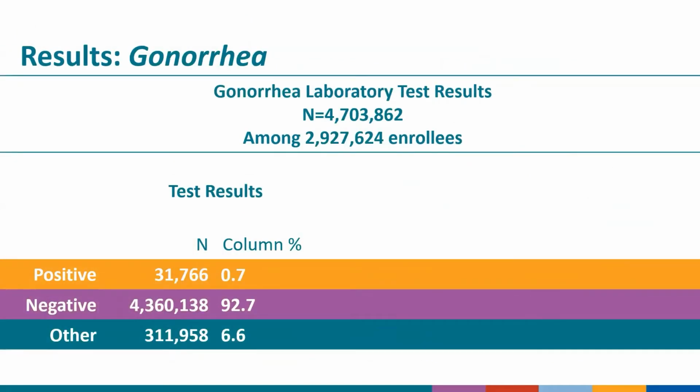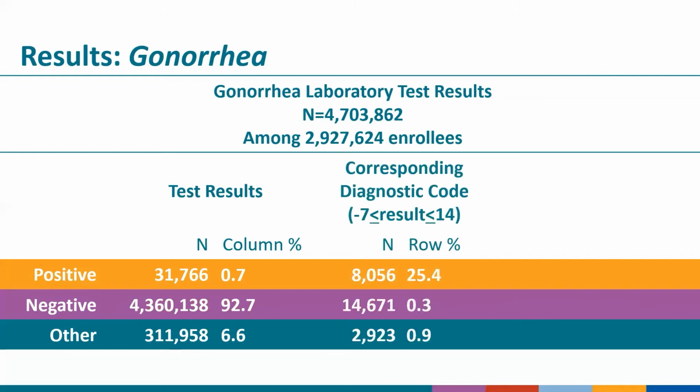The exact same process was used for the gonorrhea test results and diagnostic codes. We identified a total of 4.7 million gonorrhea test results among 3 million enrollees. We had an overall test positivity rate of 0.7%. We identified a corresponding gonorrhea diagnostic code for 25% of all positive gonorrhea test results, and less than 1% of the negative and other gonorrhea test results had a corresponding diagnosis code within the 21-day period of interest.